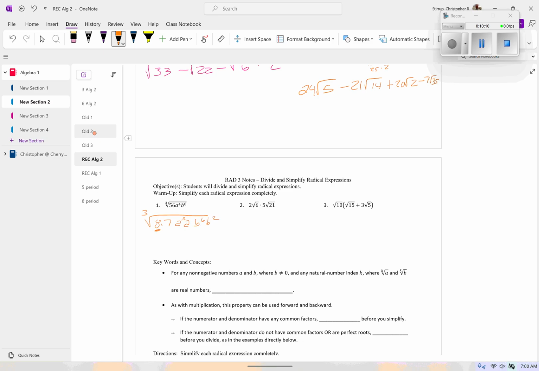So the third root of this is 2. Third root of this is a. Third root of this is b to the second. And then I have left behind 7ab squared.